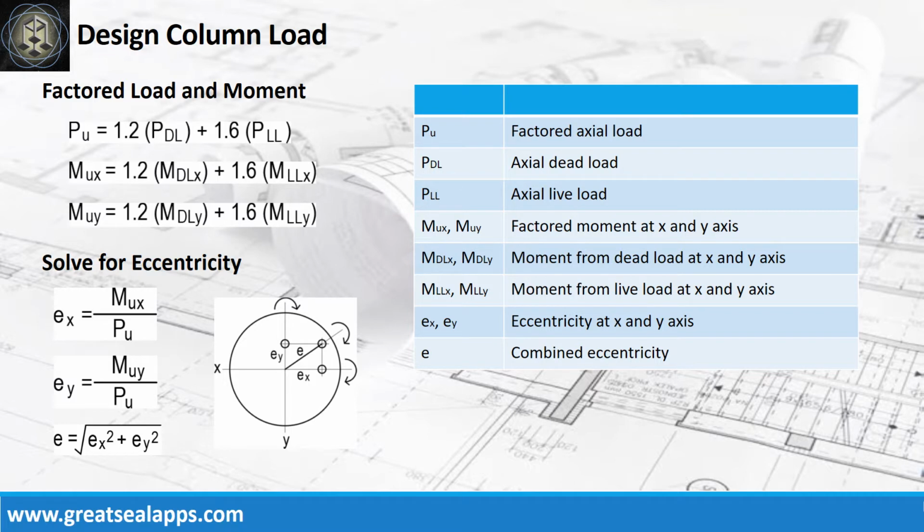Get a single axis factored moment from moment dead load and moment live load for axial bending load, and factored moment from both axes for biaxial bending load. Then solve for corresponding eccentricity.